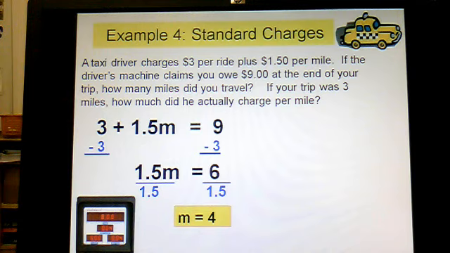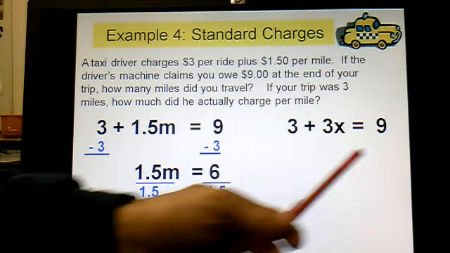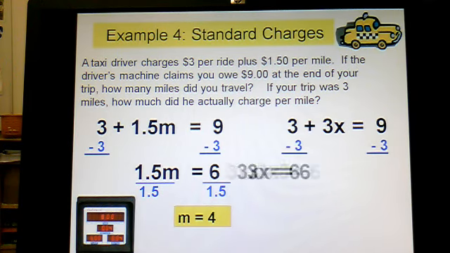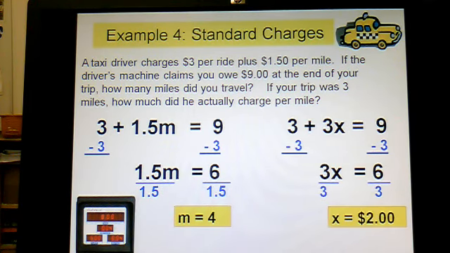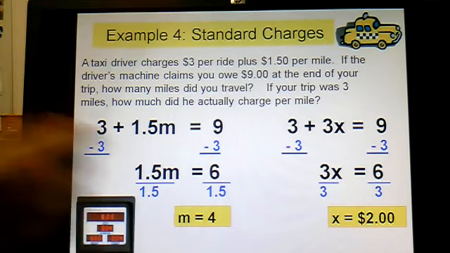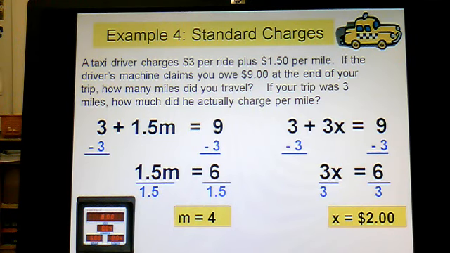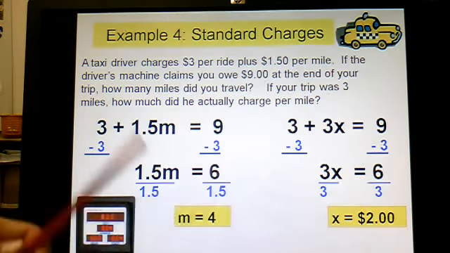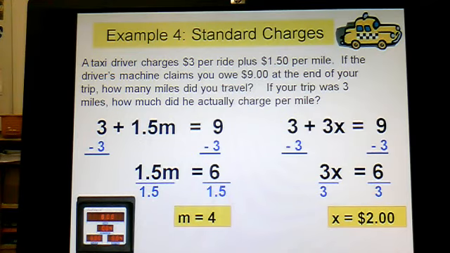So if your trip was 3 miles, did he charge you correctly? No, he ripped you off. He charged you for an extra mile on there. And you could have solved that equation to sort of verify that. That, of course, means he should have charged you $2. So you don't have to look at it this way. But, of course, there's a way to verify whether things are happening correctly or not.